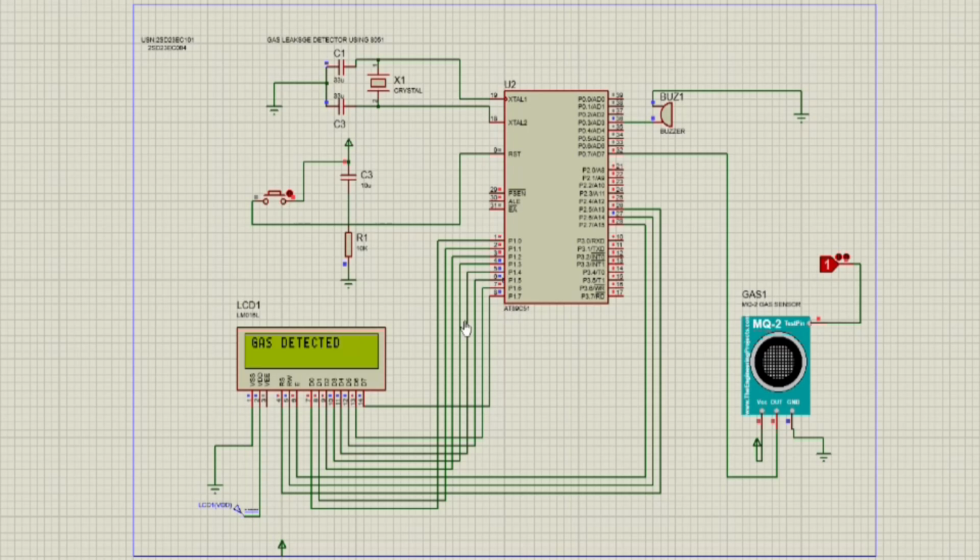This is our project. The overall conclusion here is when the MQ2 gas sensor senses the gas, the LCD will display gas is detected, and when the MQ2 gas sensor does not detect the gas, the LCD will display gas is not detected. Hence, thank you.